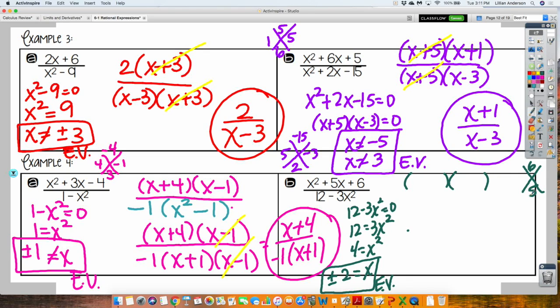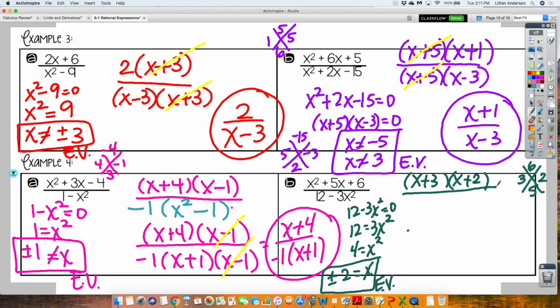Now, the top does factor. If I make my little x, that's a 6 at the top and a 5 on the bottom. What were the two numbers? It's 3 and 2. Be very careful. 3 and 2. So that's going to be an x plus 3 and an x plus 2 at the top.